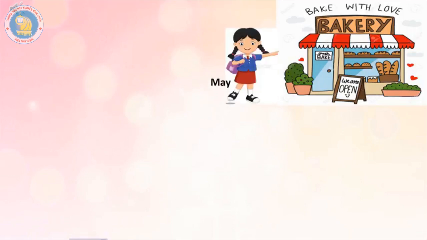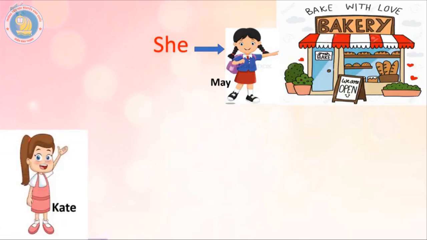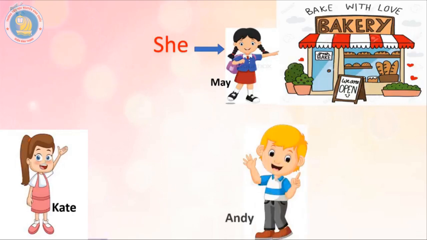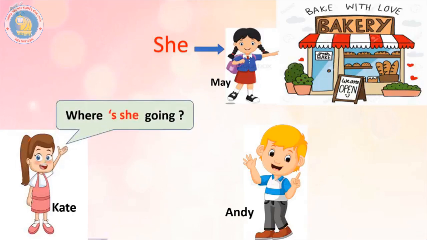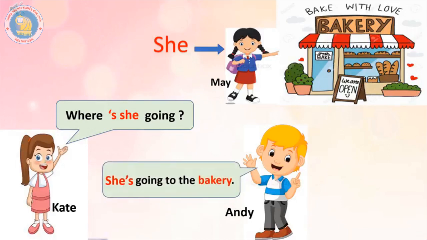Everyone, where is it? Bakery, that's right. Hello, I'm May. I am going to the bakery. If you see a girl or a woman, you say she. That's right. Hello, I'm Kate. You remember me? Thank you, everyone. Hello, I'm Andy. Now, Kate, ask Andy about May. Where's she going? Andy answers, she's going to the bakery.